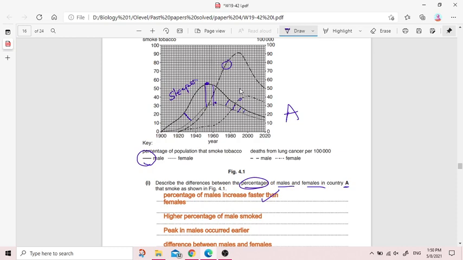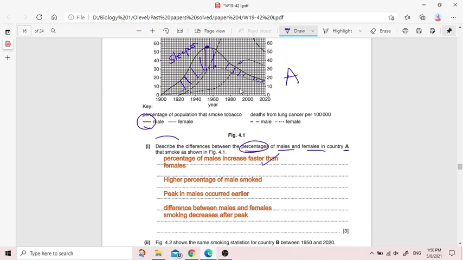So this is another difference between the graphs. At first the difference was big, while after 1960 the difference became smaller and smaller. So I have just described the differences. You do not need explanation here.